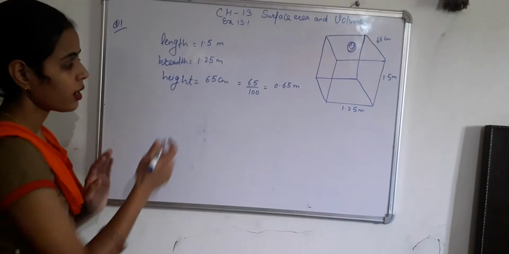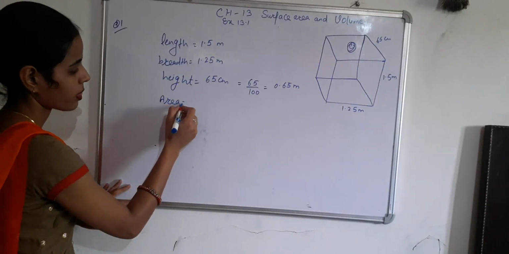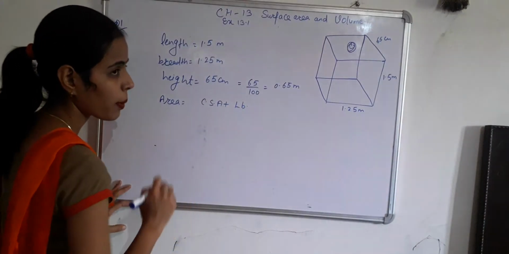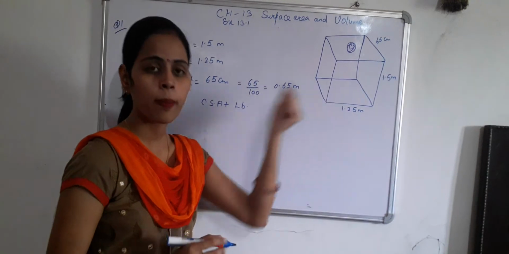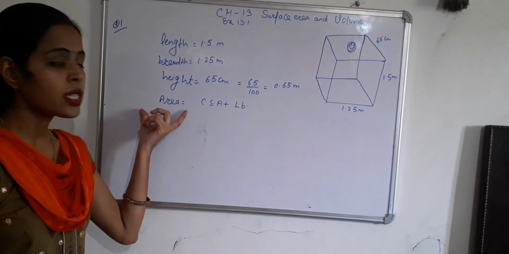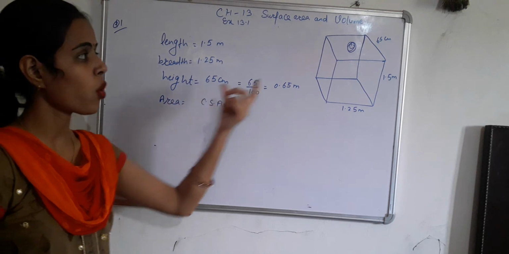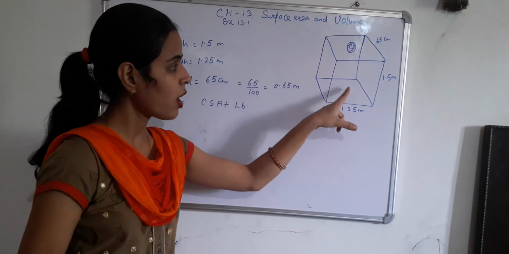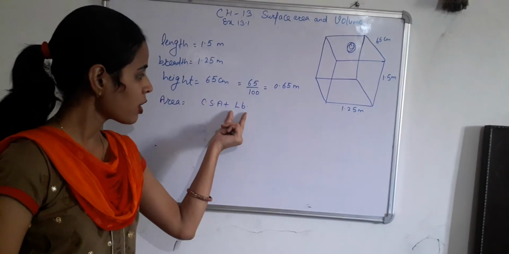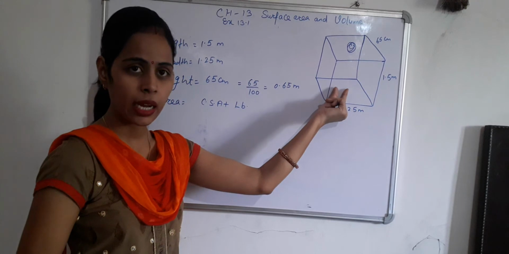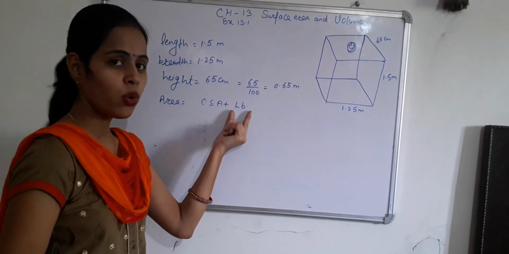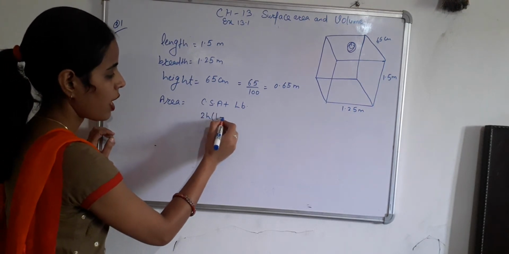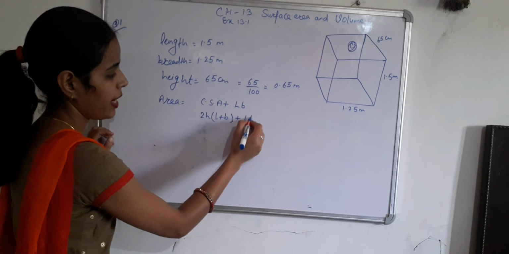Find the area. Area will be covered surface area plus L into B, area of its lower part. We have not find here total surface area. Why? Because it is open from the top. So we can find covered surface area and area of its lower part, which is in the shape of rectangle, and area of rectangle is L into B. Covered surface area of cuboid is 2H into L plus B, plus L into B.